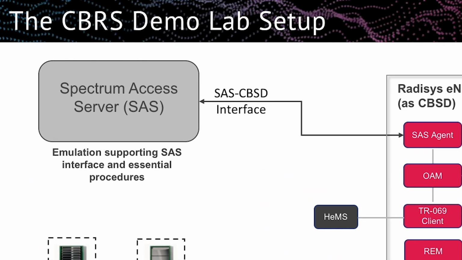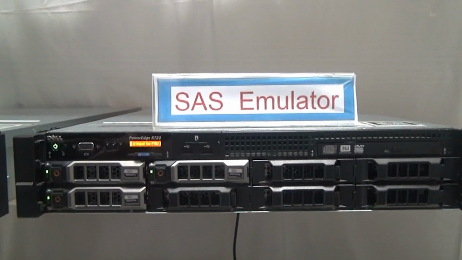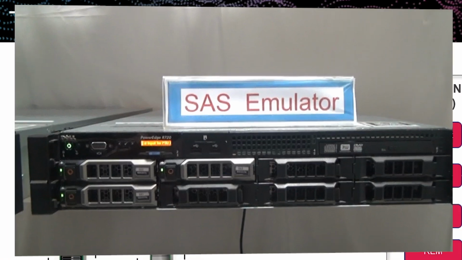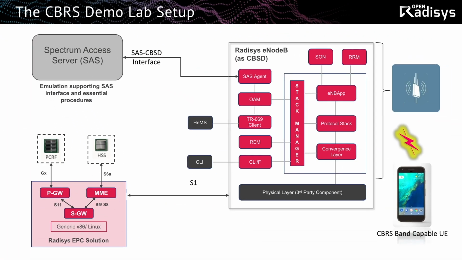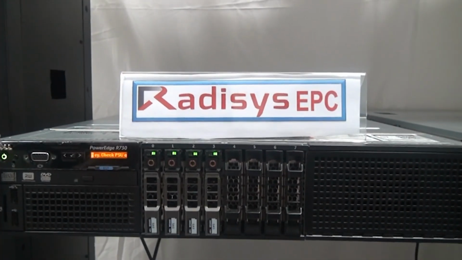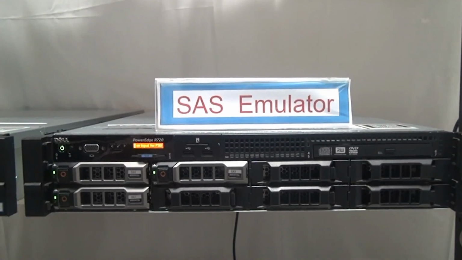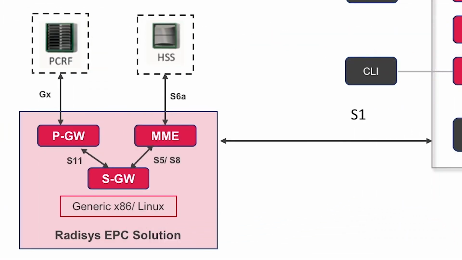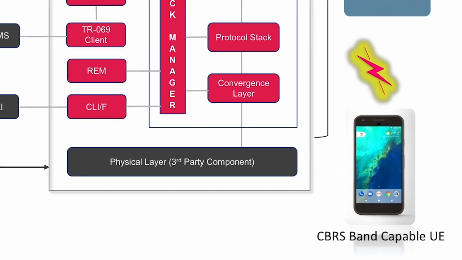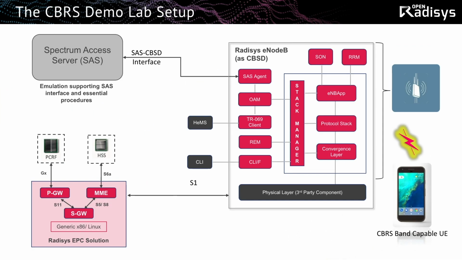2. A spectrum access server, an emulated SAS entity that supports all necessary WINNF-defined SAS interfaces and procedures, is used in this demonstration. 3. An evolved packet core. A Radisys EPC software solution is used to enable the CBSD to perform end-to-end LTE attach procedure on the CBRS band. 4. A user equipment that supports CBRS band and configured to attach with the Radisys CBSD.